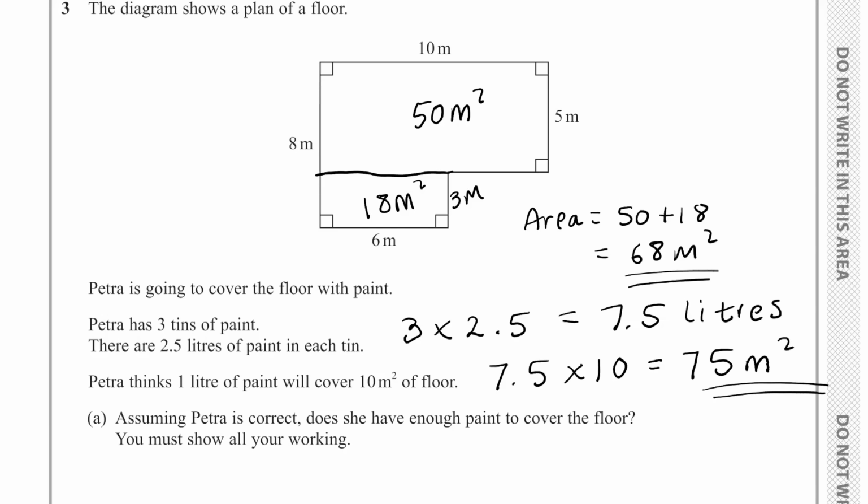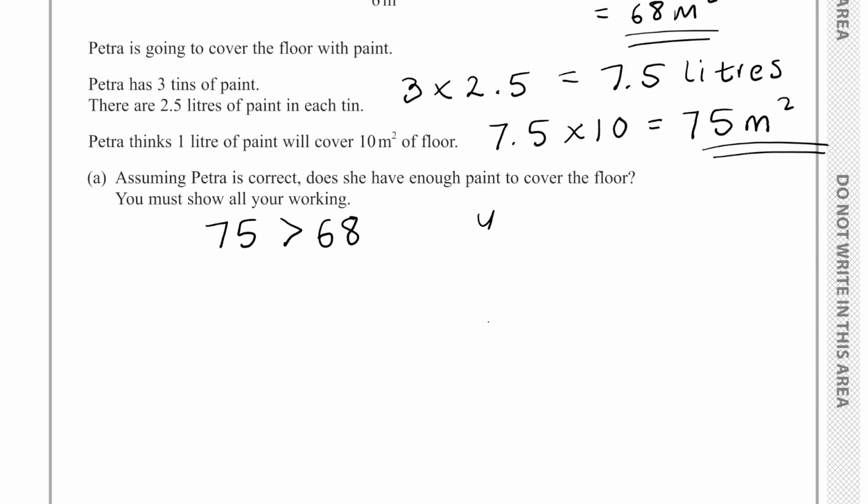So assuming Petra is correct, does she have enough paint? Yes. So we've got enough paint for 75 meters squared. We only need to cover 68 meters squared. So yes, Petra is correct.